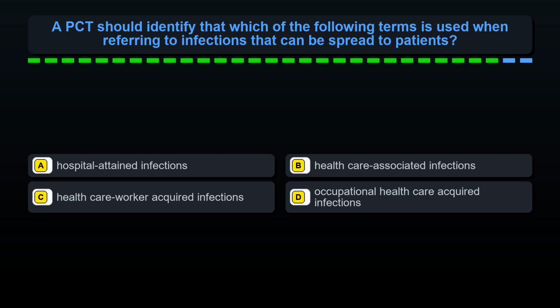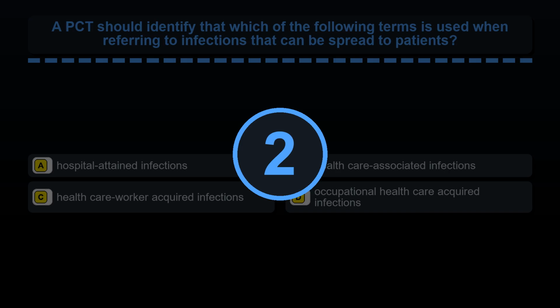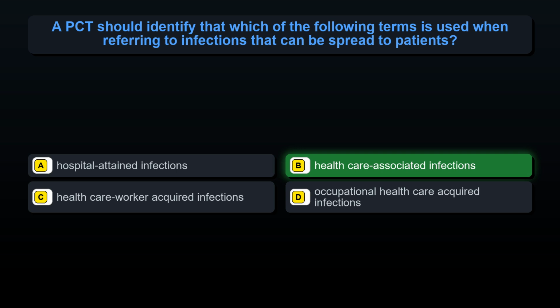Question 10. A PCT should identify that which of the following terms is used when referring to infections that can be spread to patients? Option A. Hospital-attained infections. Option B. Healthcare-associated infections. Option C. Healthcare worker-acquired infections. Option D. Occupational healthcare-acquired infections. The correct answer is option B, healthcare-associated infections.